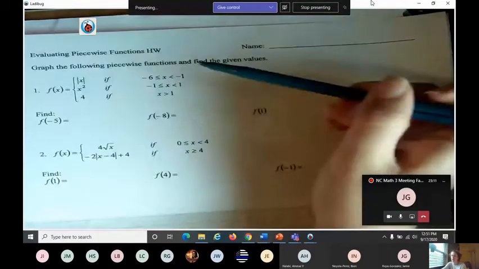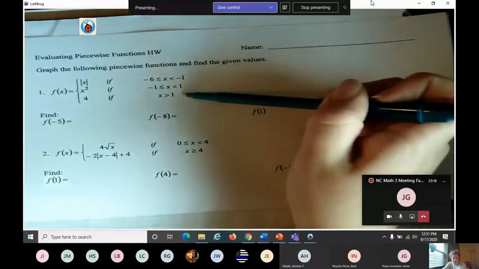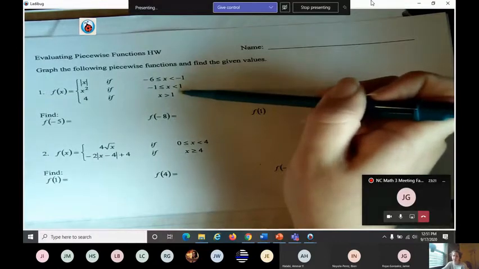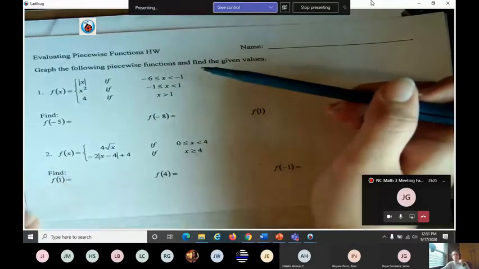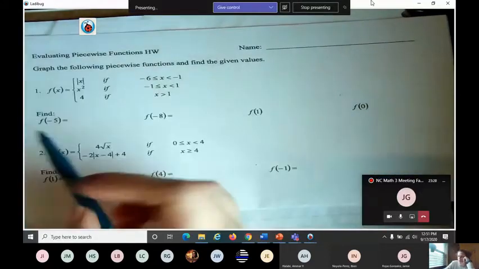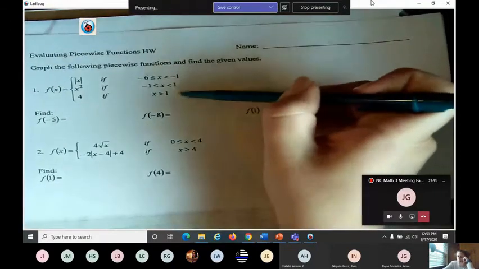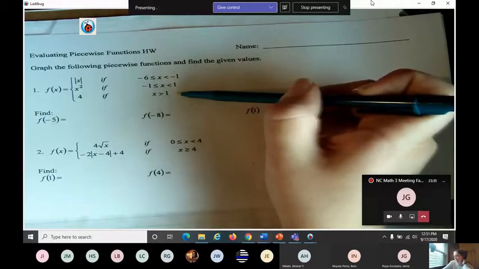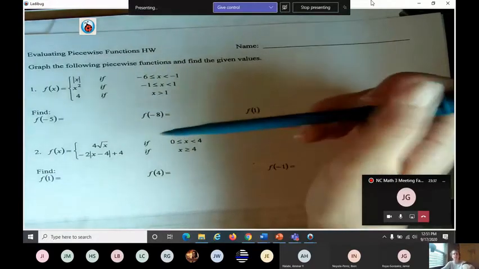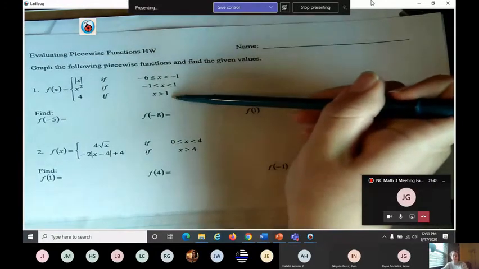Okay, so in number 1, we have a 3-part piecewise function. So we have 3 different sections of this function here. So when we evaluate, we have to figure out where the number inside of the parentheses belongs in which piece of the domain, okay? So if we're looking at -5, which domain, this one, or this one, does -5 belong in? Regina, are you here?